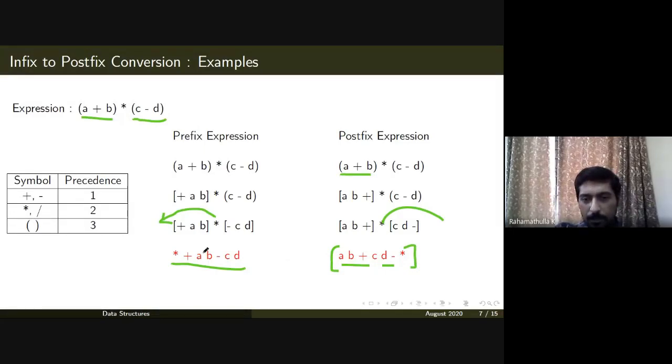The conversion procedure I have already told. For manual conversion, once again, the procedure is very similar. You need to check which operation needs to be done first. In this case, A plus B needs to be done first, so it is converted to plus AB, then C minus D, then minus CD, then multiplication. So it will be star plus AB minus CD.